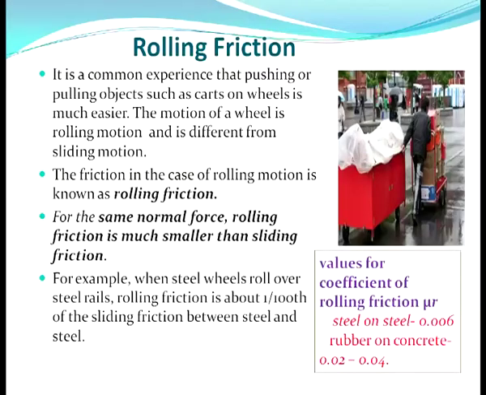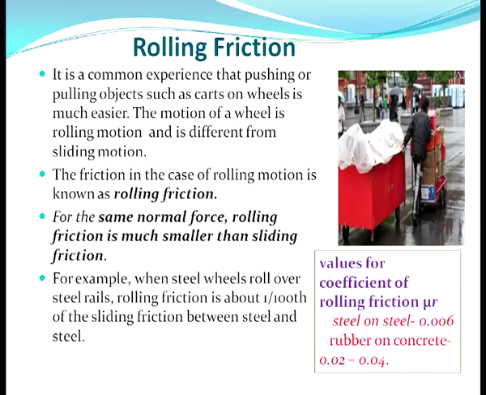It is a common experience that pushing or pulling objects such as carts on wheels is much easier. The motion of a wheel is rolling motion and is different from sliding motion. The friction in the case of rolling motion is known as rolling friction. For the same normal force, rolling friction is much smaller than sliding friction. That is why we normally use wheels when we have to move a heavier mass.